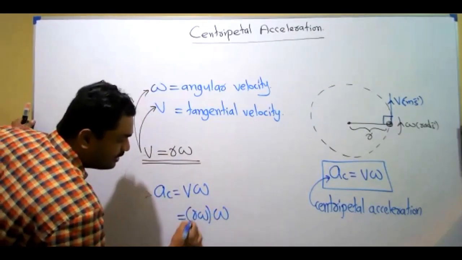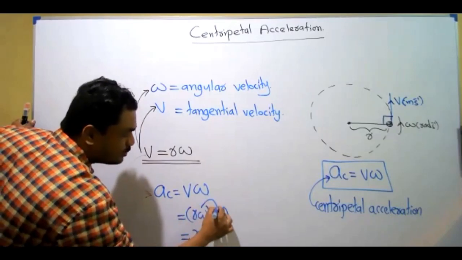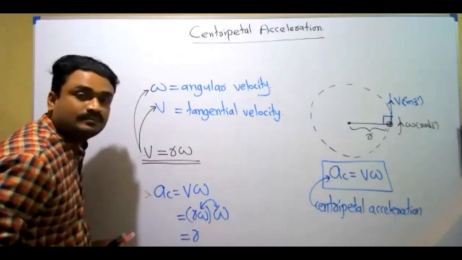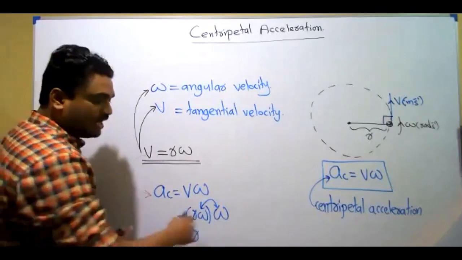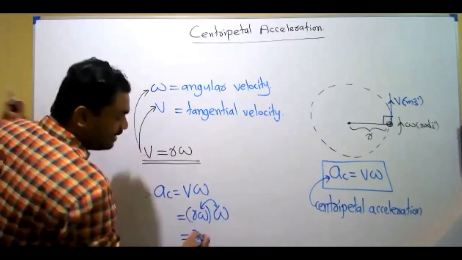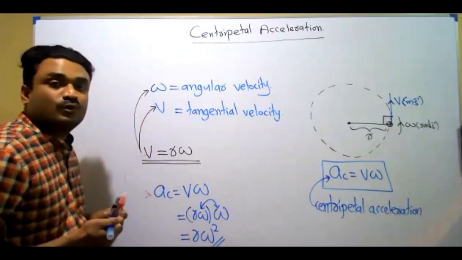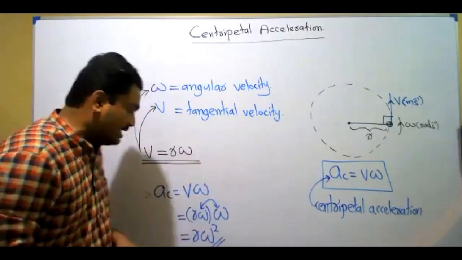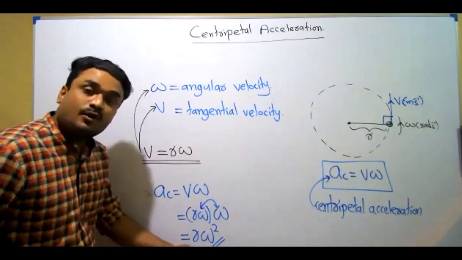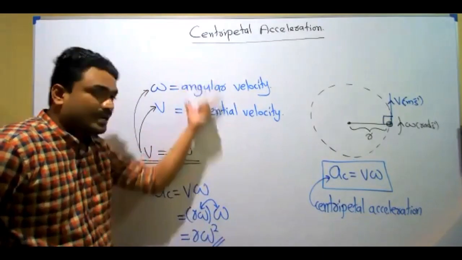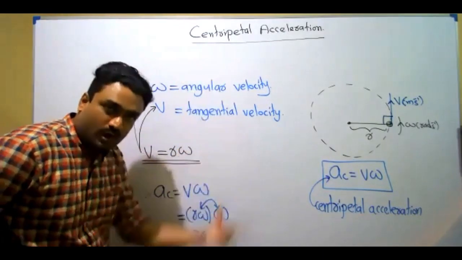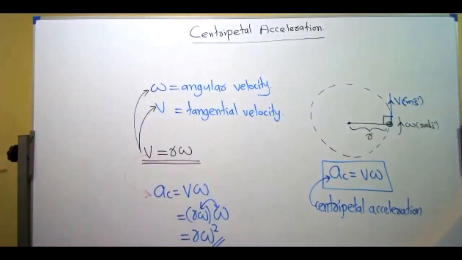Then what will I obtain here? What is omega into omega? Omega squared. Very good. So we have another equation for the centripetal acceleration, that is a_c equals r omega squared. Write all of these things. We should use the maximum time and not waste it.